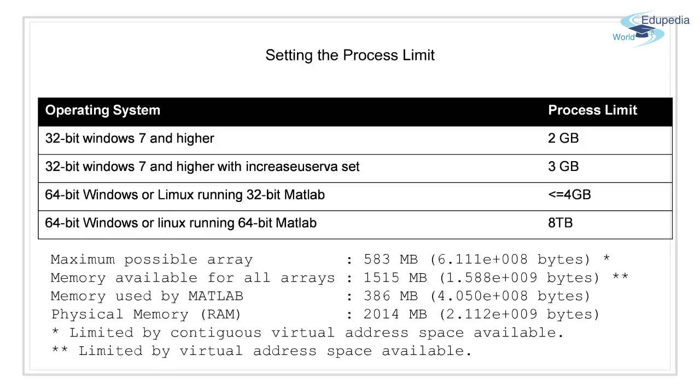You can verify the current process limit of MATLAB on a Windows system by using the memory function, which will return the maximum possible size of the array. The memory available for all the arrays, memory used by Matlab, and the physical memory available itself are also shown by this function. You can go through this data and come to know what amount of memory is available with Matlab and with your program.